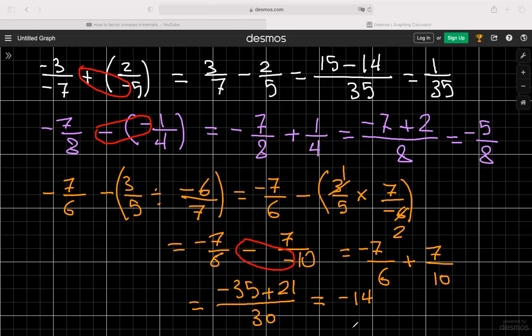-14 over 30. Now, these both are even numbers, so for sure, 2 goes into both of them. So 2 goes into 14 7 times, goes into 30 15 times. So your final answer, don't forget the negative there, is -7 over 15.